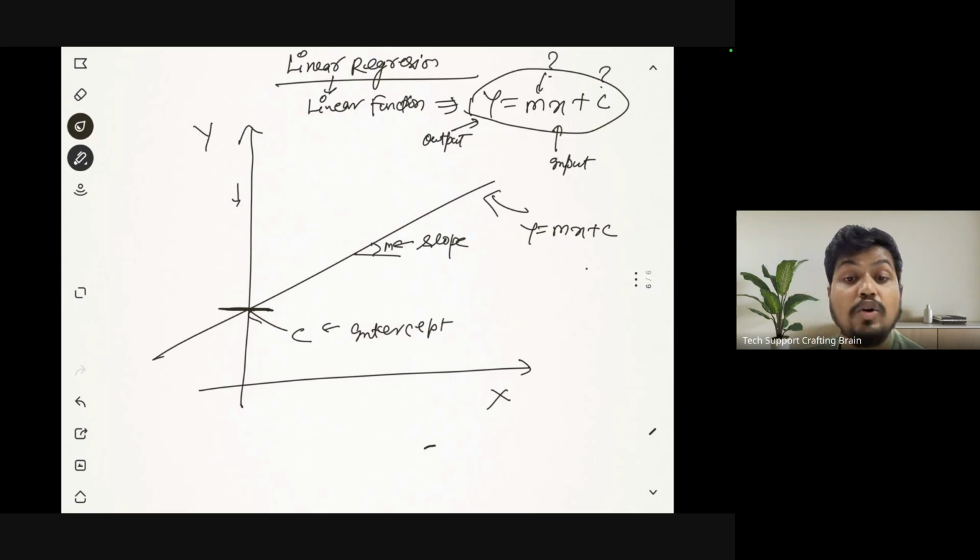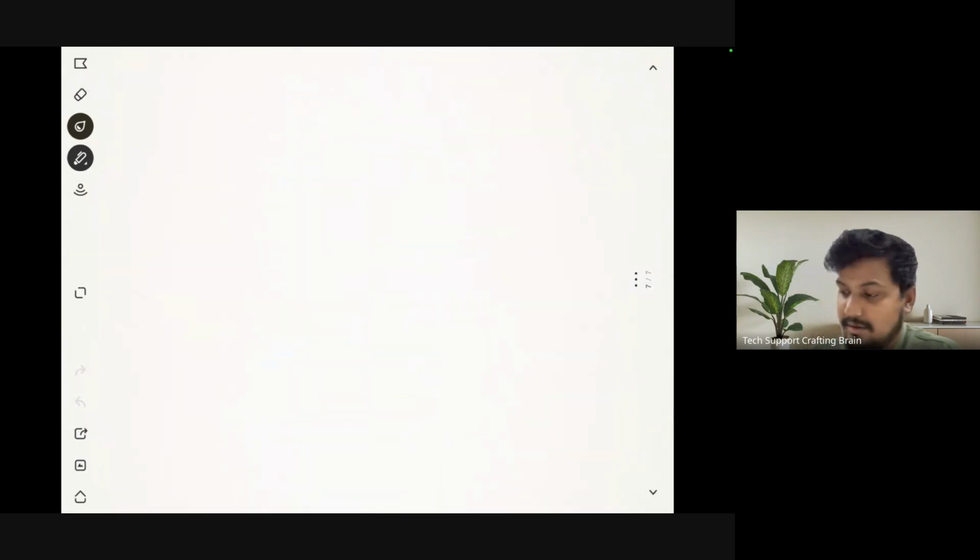m is what right now? Slope. So now we at least understood what c is and what m is. m is nothing but slope, and c is nothing but the intercept value. Okay. Now I will show you something. Just try to see this.